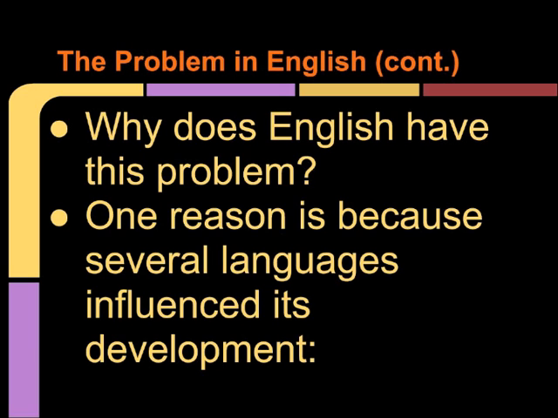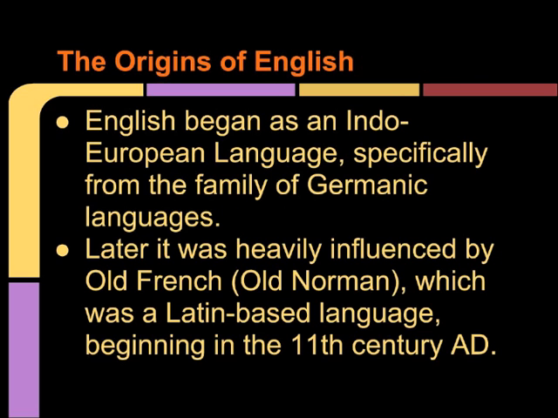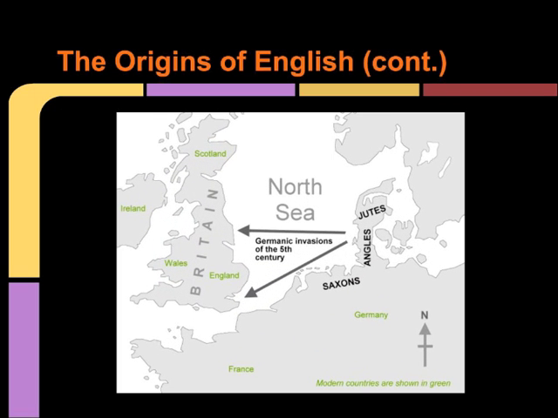Why does English have this problem? One reason is because several languages influenced its development. English began as an Indo-European language, specifically from the family of Germanic languages. Later, it was heavily influenced by Old French, or at the time, Old Norman, which was a Latin-based language beginning in the 11th century AD. As you can see in this map, many of the Germanic invasions of England began in the 5th century AD.